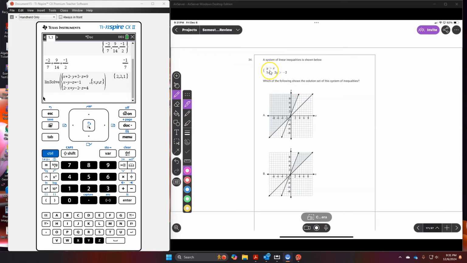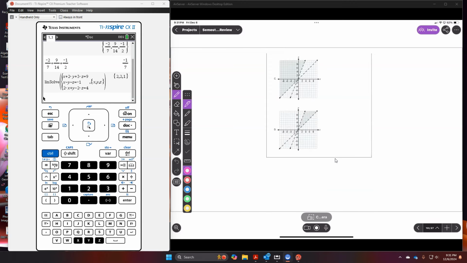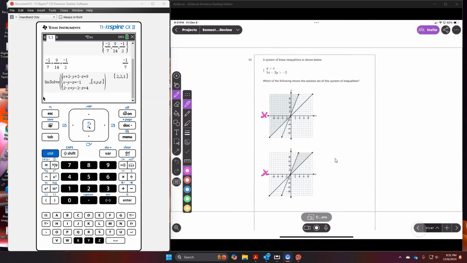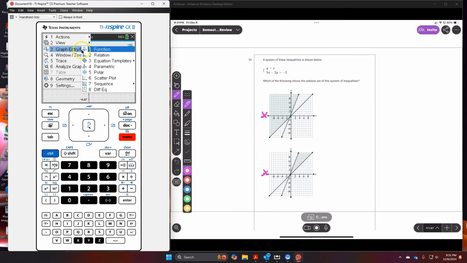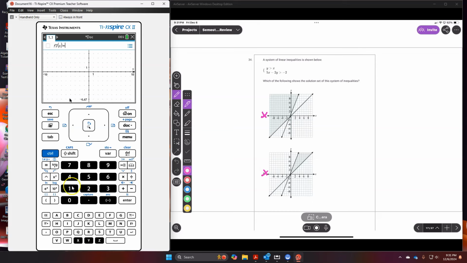Remember, this has a greater than symbol, but these are solid lines. So we know that A and we know that B is not the answer. And if we look over here, it's going to be either C or D. So our chances of getting it right are 50-50. So go to menu, go to graph, and then go to menu, graph entry, relation. So here's a relation.